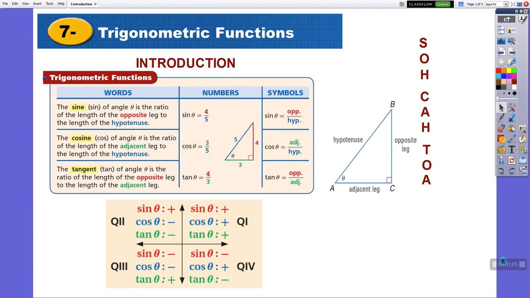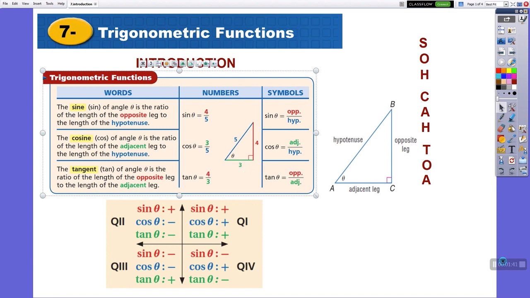So let's take a look at this example. We are given a right triangle here, and we have theta here. Opposite side is 4, adjacent side is 3, and hypotenuse is 5. Let's find the values of each trigonometric function in that right triangle. Sine theta is opposite over hypotenuse. Opposite is 4, hypotenuse is 5, so it's 4 over 5. Cosine theta is adjacent over hypotenuse. Tangent theta, opposite over adjacent.